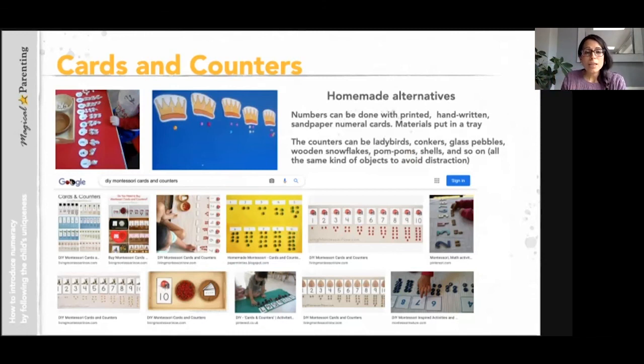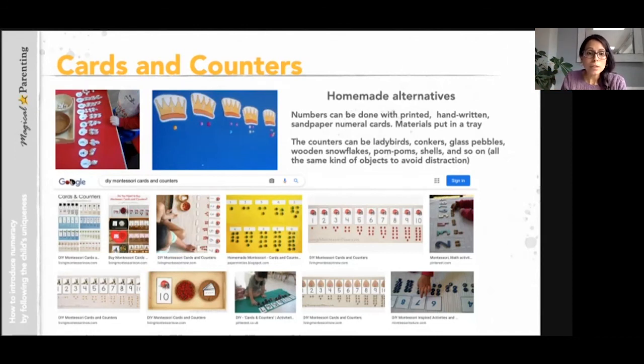Or you can, especially girls like this, print crowns with the numbers 1, 2, 3, 4 up to 10, and they can match jewels at the bottom with shells. We actually wrote the numbers on the shell with a marker, 1, 2, 3 up to 10, and then another kind of shell to match the quantities. Remember, you just need 55 of these. It can be done with any kind of things. It can be with conkers, as I said, glass pebbles as here, wooden snowflakes, pom-poms, anything. And you can display them in a little tray like this.